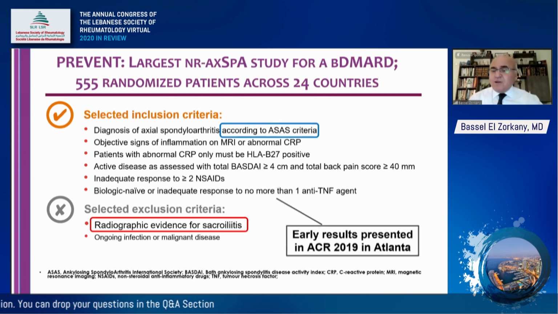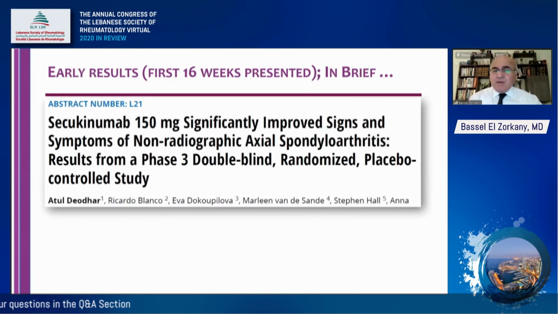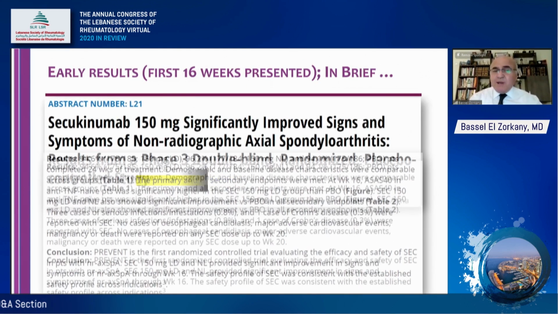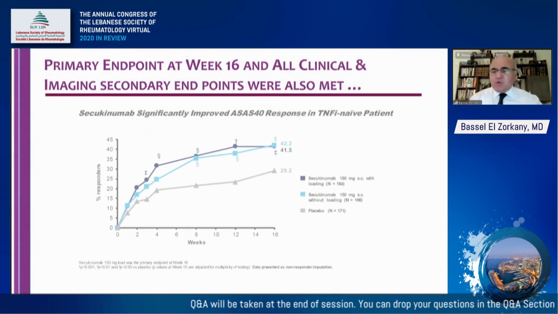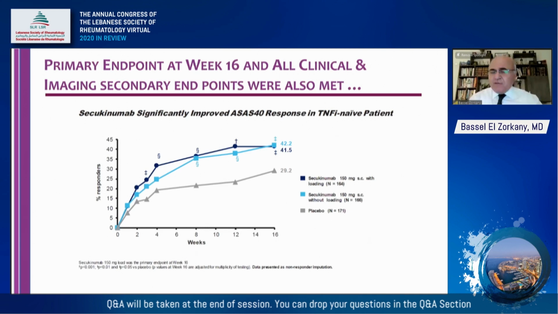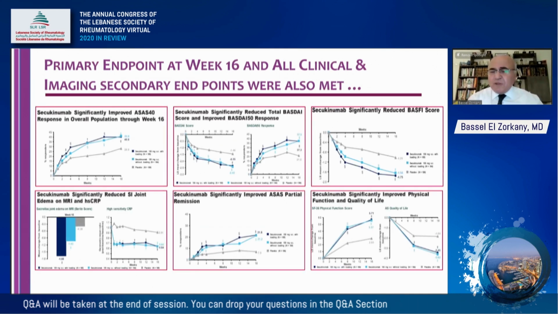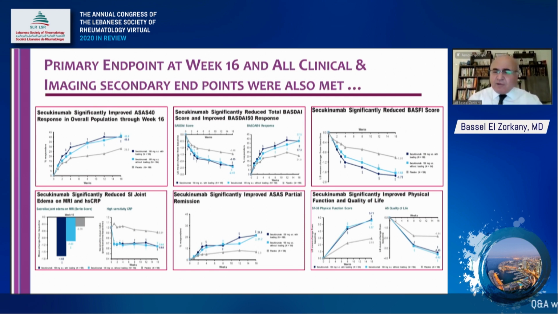What happens here? The early results were presented last year at the ACR. The first 16 weeks results were available, and all the primary and secondary endpoints were met, with the same safety we know. The safety was doing fine for this group in the first 16 weeks. The primary endpoint was the ASAS40, which was highly significantly different from the placebo group, and also all the secondary endpoints: the total BASDAI, the BASDAI 50, the BASFI, the ASAS partial remission. Everything was going well and highly significantly different from placebo.